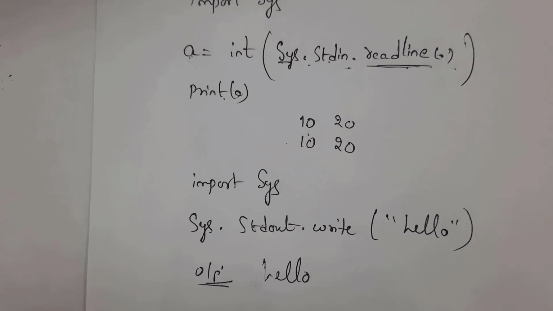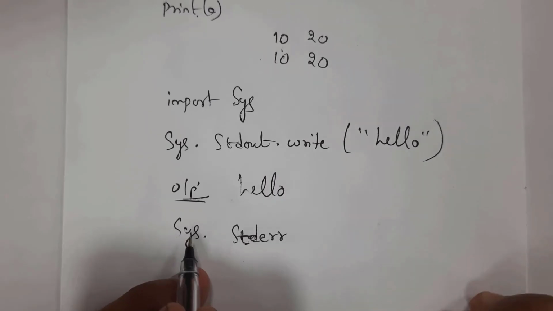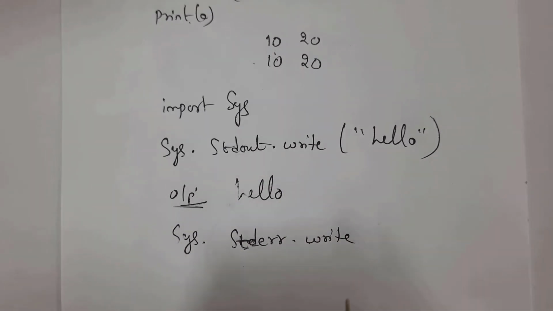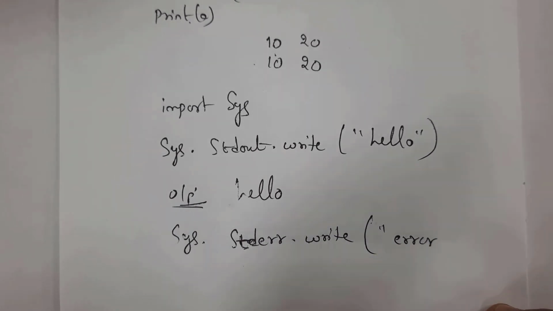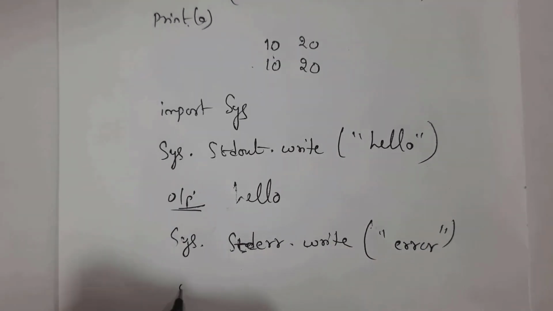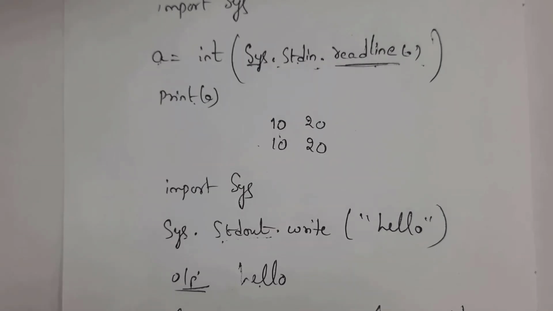Next I will explain the use of stderr, which is nothing but standard error. After importing sys, just write here sys.stderr.write. I want to display output, so write here write. Inside write, I am writing text. You can give any text, for example I wrote error. Whenever you run this line of code, you will get output error in red color. For stdin, we need to use the readline method, whereas for stdout and stderr, we need to use the write method.